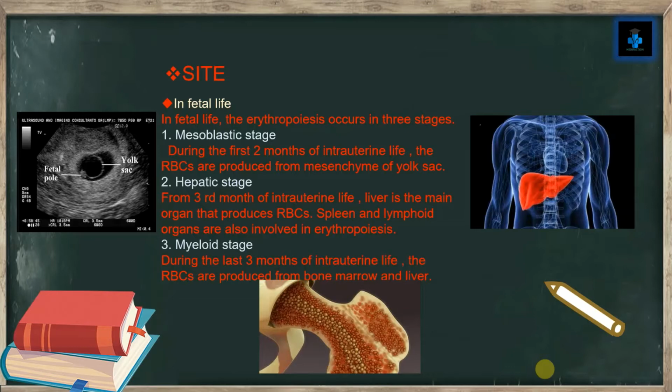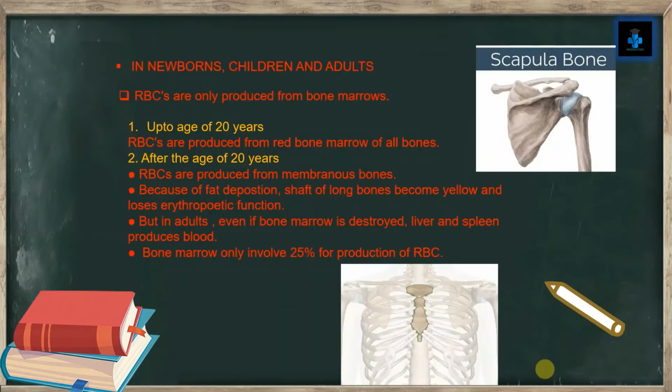Number 2. Hepatic stage. From the word itself, we can identify that it's something related with the liver. So from the 3rd month of intrauterine life, liver is the main organ that produces RBC. Spleen and lymph organs are also involved in erythropoiesis. Number 3. Myeloid stage. During the last 3 months of intrauterine life, the RBCs are produced from the bone marrow and liver. In newborns, children, and adults, the RBCs are only produced from bone marrows.